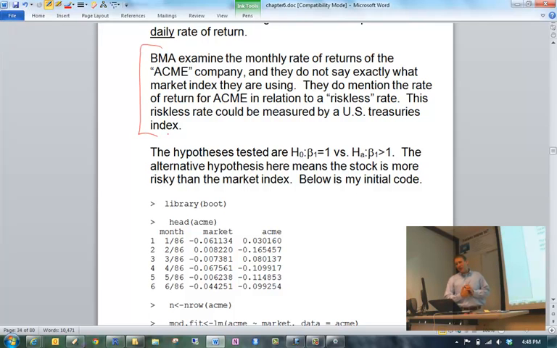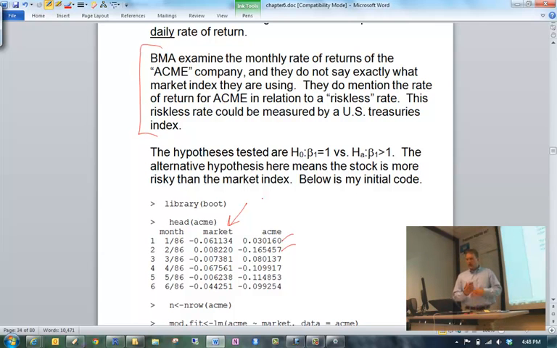And so they have these actually monthly returns. So the first month it went up 3%. The next month, ooh, not good, went down 16%, and so on. What's that? Acme not doing well? No. And then we have a variable called market.